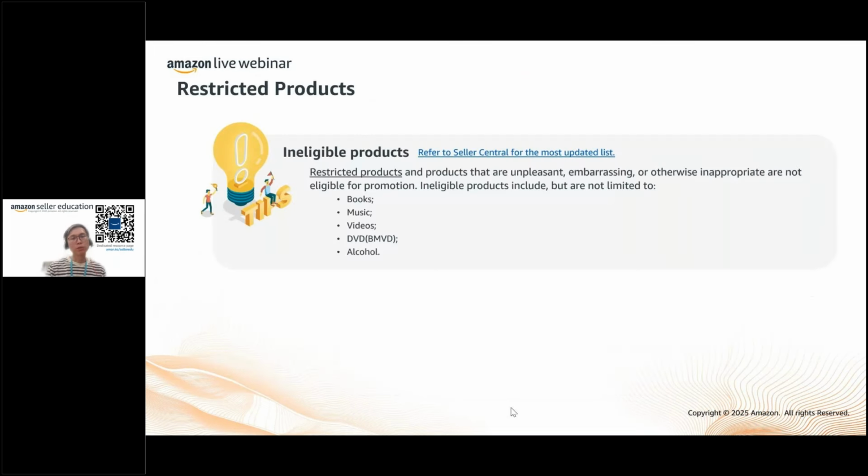All right, so as usual, as with all the promotion tools, there are products that are restricted, meaning that you won't be able to run promotions on some of the products that you see over here. All right.